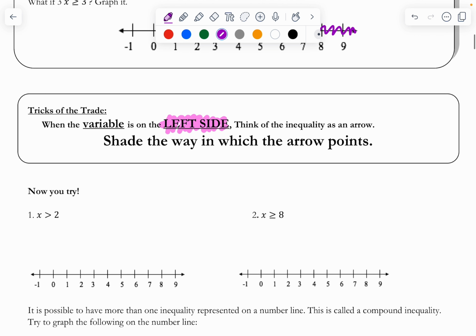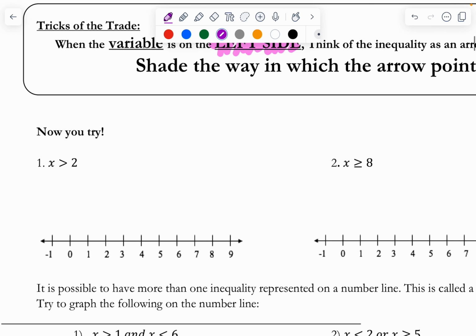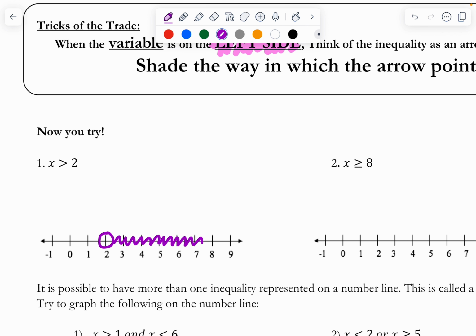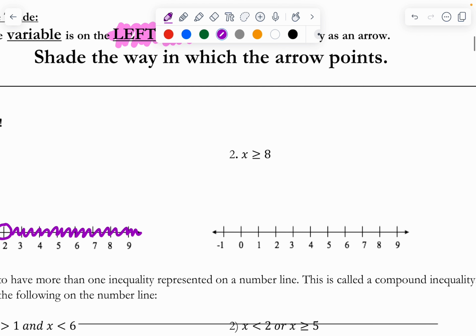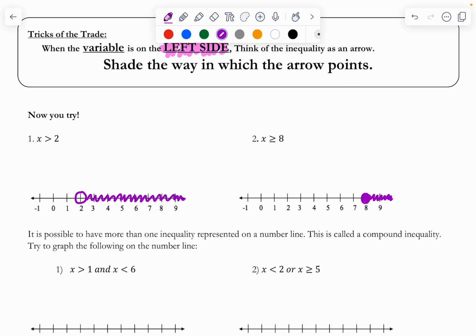You could try graphing these two real quick. If you want, pause the video and try those out, and I will show the solutions here in a second. So we're greater than 2. We're going to put a circle at 2. It's going to be open, and we are going to shade to the right. Over here, we're greater than or equal to 8. So we're going to fill that in at 8, and we are going to go to the right. So that's what my 2 graphs should look like.